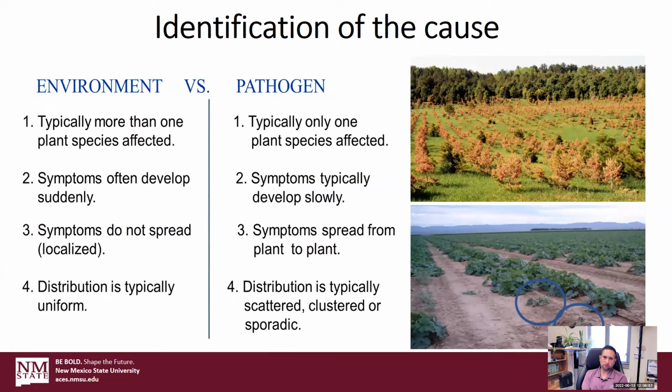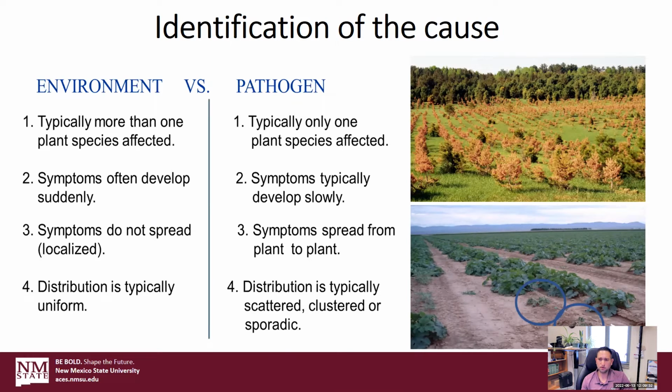So now, a little bit of what we do here in identifying the causal agent. The first thing we need to do is determine if it's abiotic or environmental problems, or if it's an actual pathogen or biotic problems. So with some of these environmental issues, oftentimes you see one or more plant species that are affected. So, different types of plants that are affected.